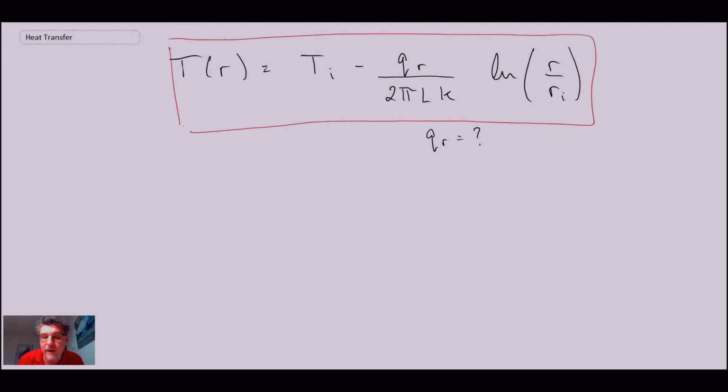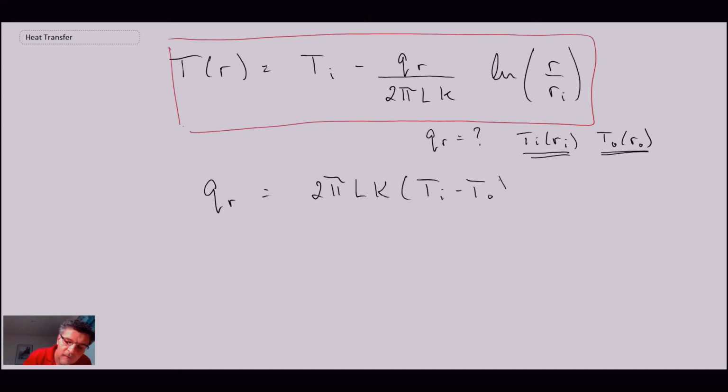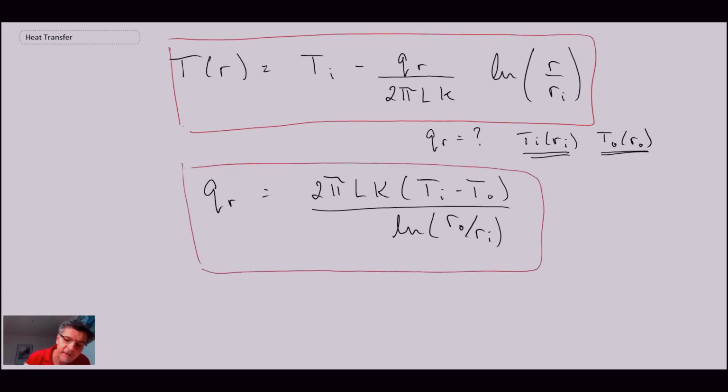How do we determine that? Well, we have our boundary conditions. We have Ti at Ri, and we have T outer at R outer. We've already used this one, so now we're going to use that boundary condition. And when we apply that, we get for QR, we get this relationship here. So that then enables us to determine the temperature distribution and the heat flux in a cylindrical coordinate system.